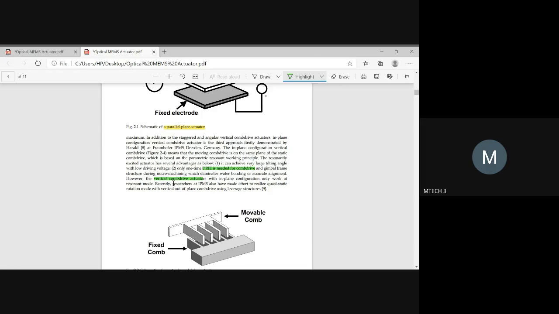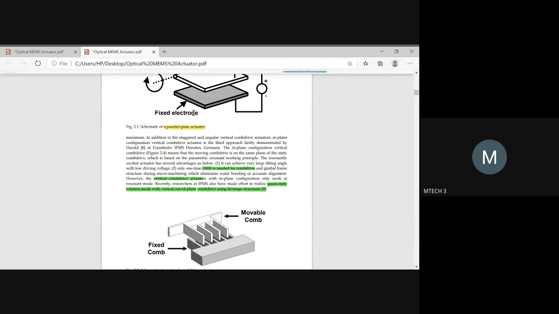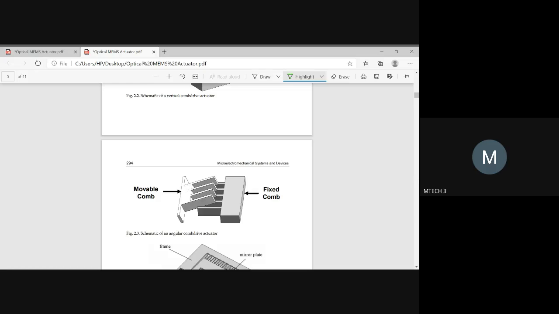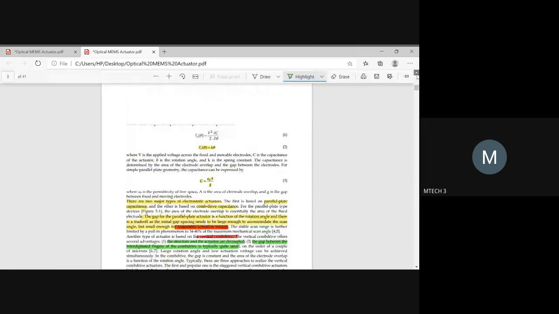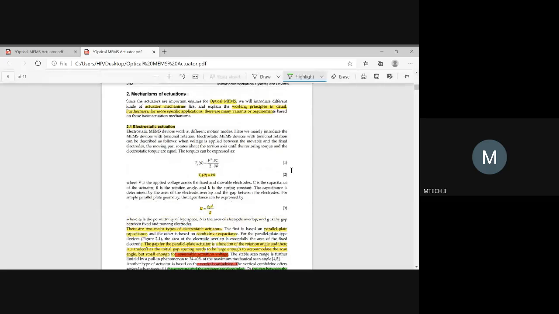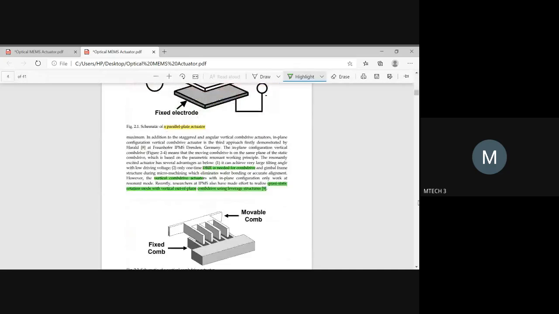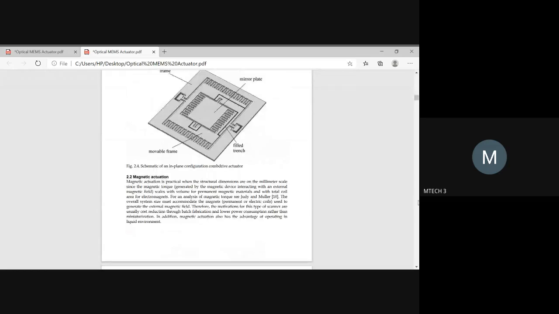Now they say that the researchers have also made an effort to realize the quasi-static rotation mode, which comes out in the vertical out of the plane combo drive using leverage structures. So this is just a reference done by some researcher. Just leave it. You just want to know the differences between parallel plate actuator and the combo drive actuator. Both the things come under the mechanism of electrostatic actuation. Similarly, you have some other mechanisms you can go through.